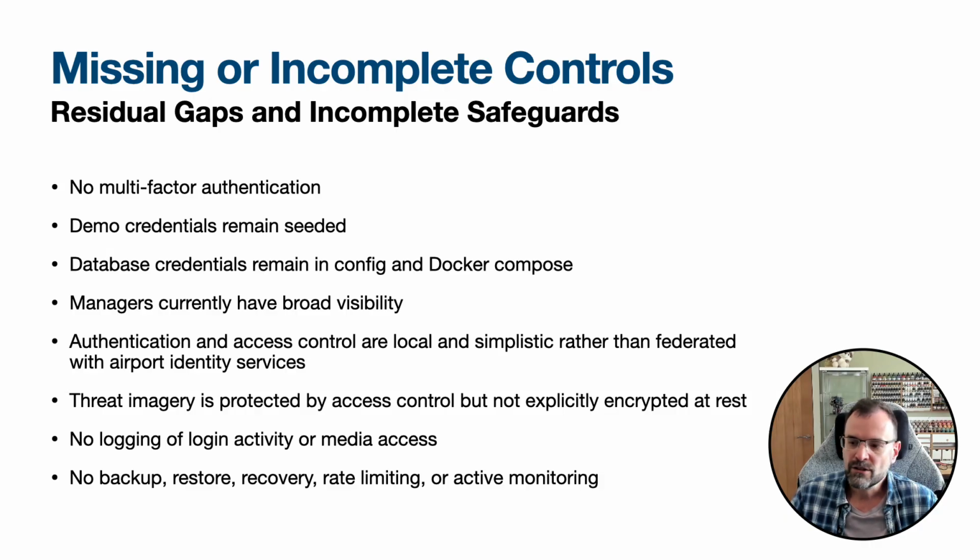Threat images, whilst they're access controlled, they're not encrypted at rest. So things like encrypted drives would be used there. Logging is only limited to admin changes, so there's no sign-in logging, failed login logging, and so on. Finally, there's no documented backup, restore, monitoring or recovery processes. These gaps are quite important because they show where the main residual risks are. However, they're primarily operational and architectural rather than coding failures or omissions.